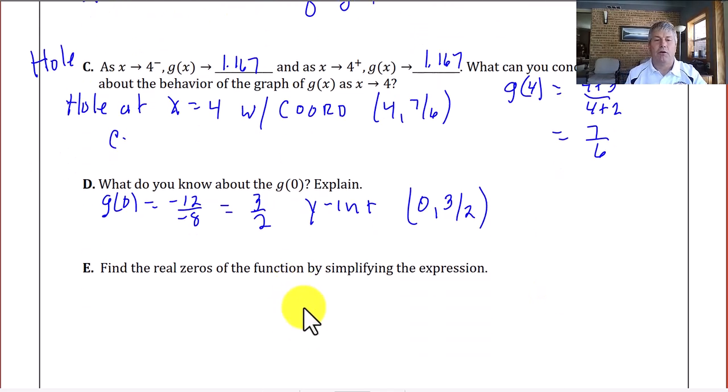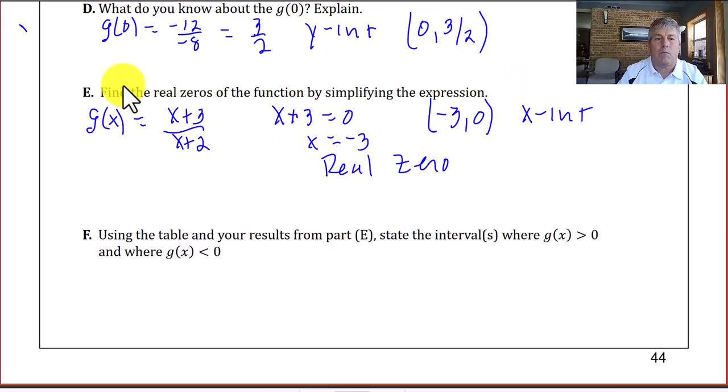Find the real zeros of the function by simplifying the expression. Well, we did that already at the beginning. We saw that our x-intercept was at x equals -3, and we also saw that on the graph. So that's just an eyeball one. Our simplified function g of x is just (x + 3)/(x + 2). We set our numerator equal to 0 and solve, and that will tell us what our real zero is. So that's at x equals -3, or an x-intercept of (-3, 0).